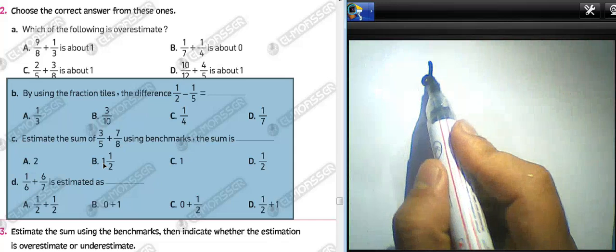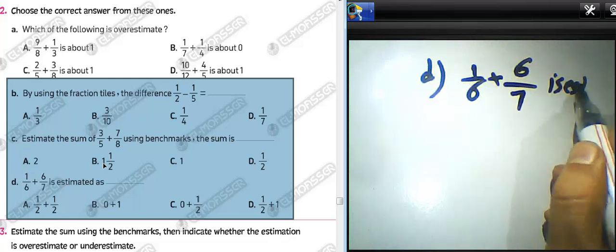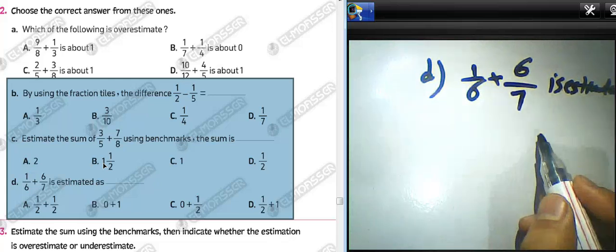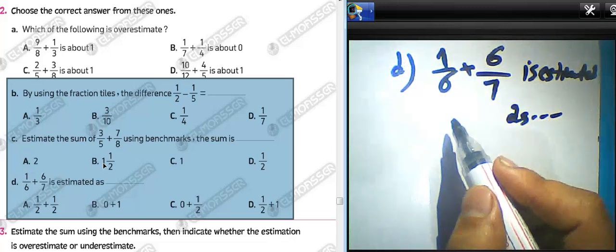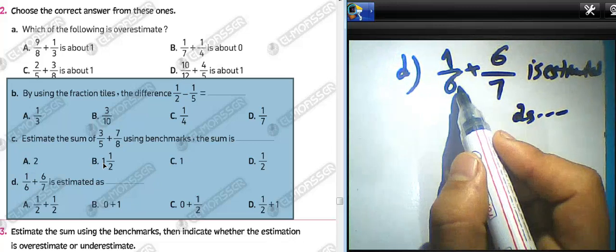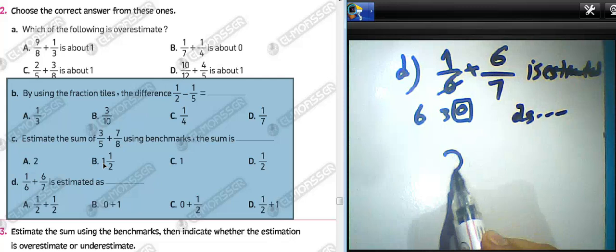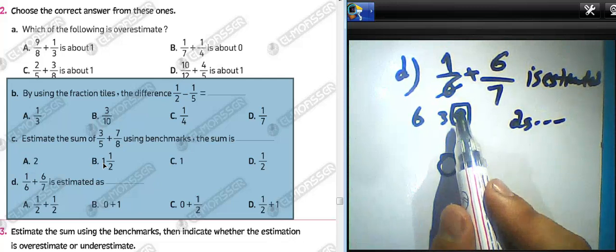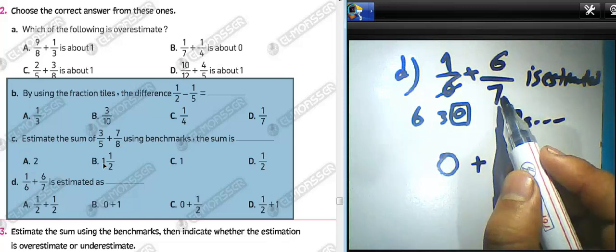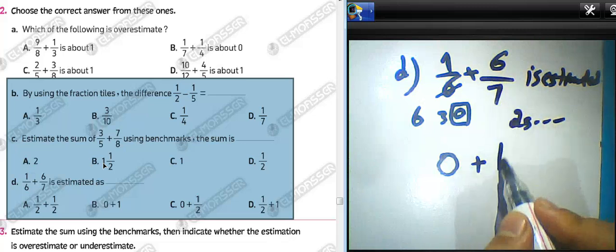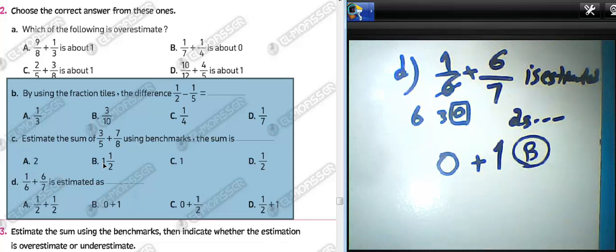Okay, question letter D. Here, 1/6 plus 6/7 is estimated as what? We can estimate it by benchmarks. For 1/6, ask yourself, half of 6 is what? 3. And we must write 6 here and 0. 1 is nearest to what? 0. So we can write 0 here. The estimation of 1/6 will be 0. And for 6/7, 6 is nearest to 7, so the estimate will be 1. So we must choose letter B, 0 plus 1, about question letter D.